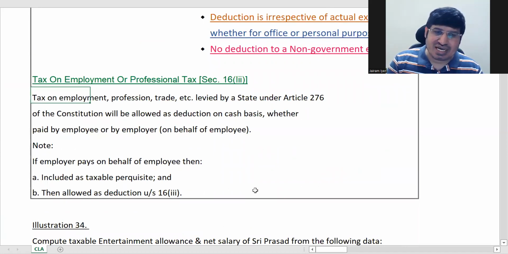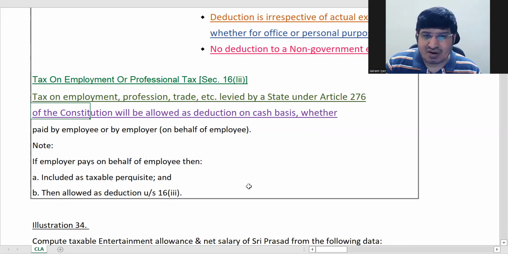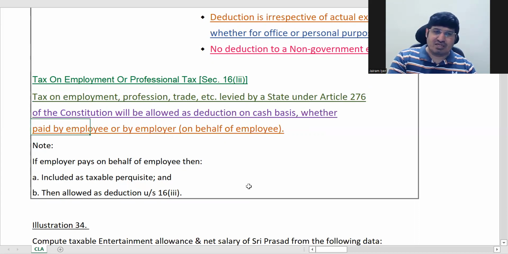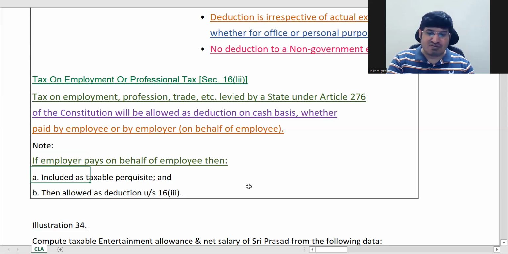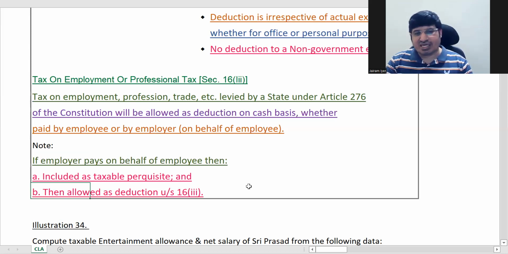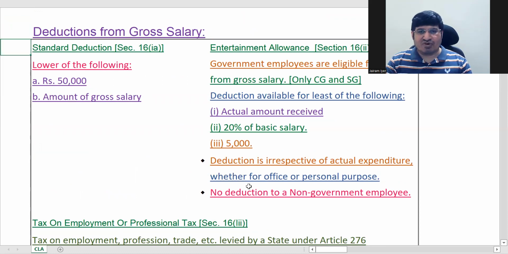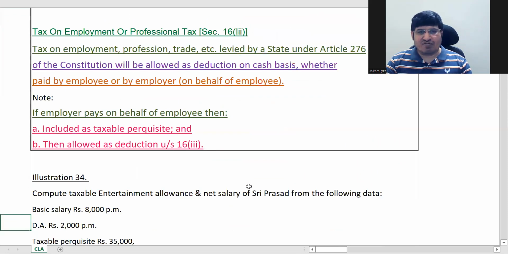Okay, so this is actually a constitutional tax. States can levy it. This goes to state revenue straight away, under Article 276 of the Constitution, and is allowed as deduction on cash basis. Remember, if you pay professional tax or someone has paid for you, only on payment basis you will get deduction, otherwise not. It may be paid by the employee or by the employer on behalf of the employee. But if the employer pays on behalf of the employee, first it will be included as taxable perquisite, we have seen that, and then allowed as deduction. Included as taxable perquisite and then allowed as deduction. So now I'll take it. This completes our deductions. We will see two problems, one on entertainment allowance and one on professional tax.